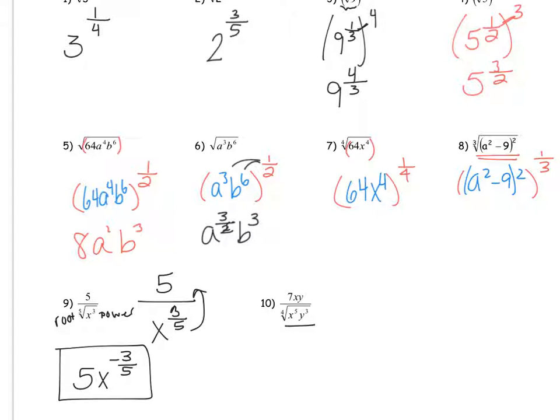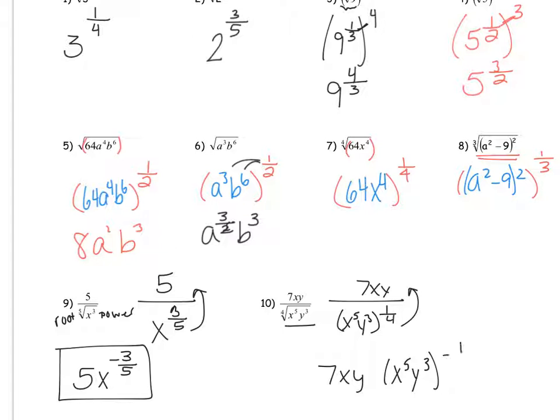Now this is all under the 4th root, so x to the 5th, y to the 3rd is being raised to the 1/4 power, and the 7xy on top, and then just bring it up. So 7xy, x to the 5th, y to the 3rd, to the negative 1/4. And these are being multiplied together.